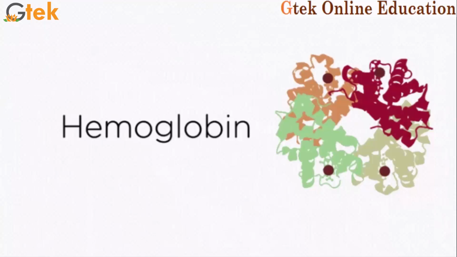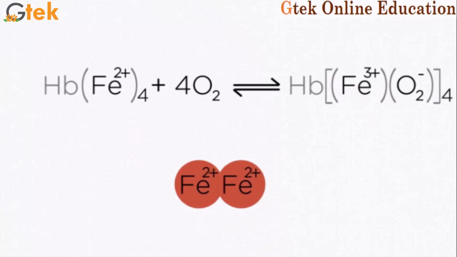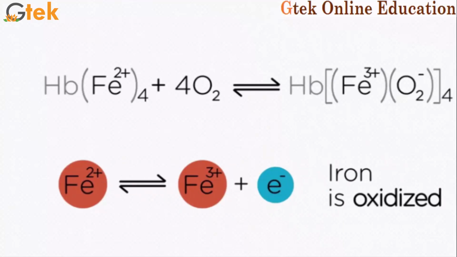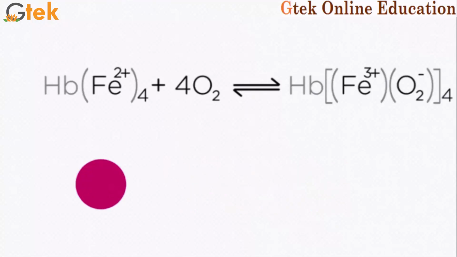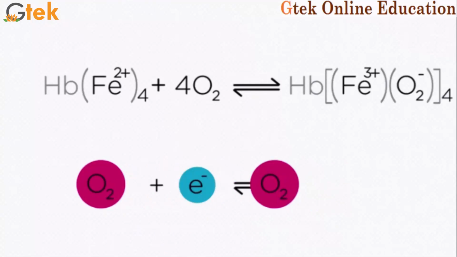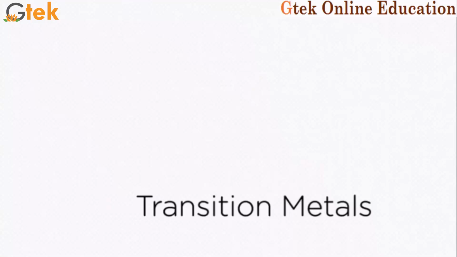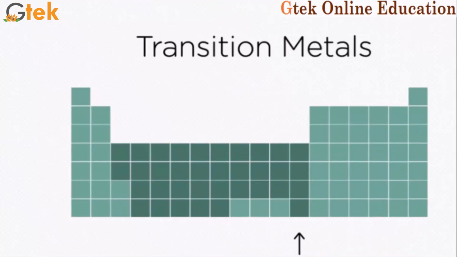So this is how your hemoglobin is working and how normal respiration in humans works. You can see your hemoglobin with iron 2+ and iron 3+. Iron 2+ becomes 3+ and e minus, which indicates iron is oxidized. You can see oxygen is reduced, so that people are able to utilize oxygen, and through that hemoglobin is working.